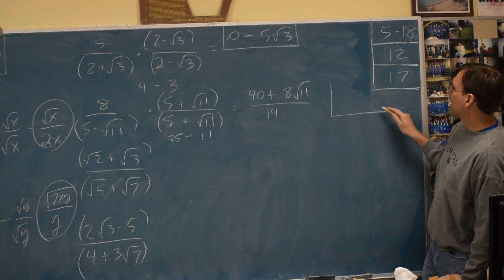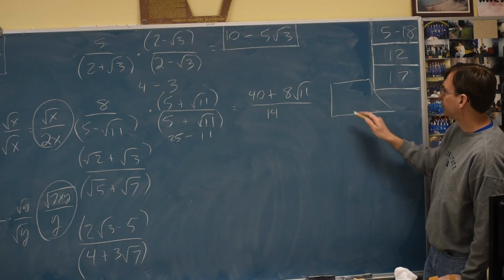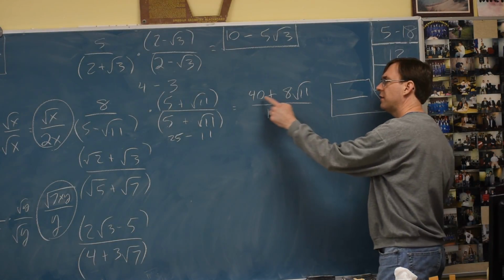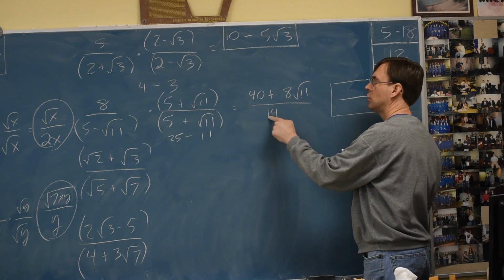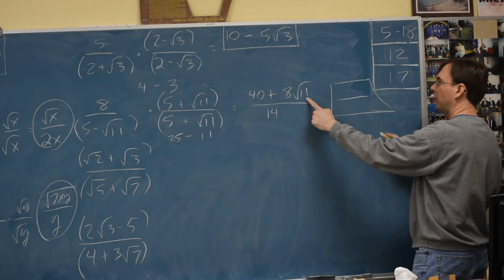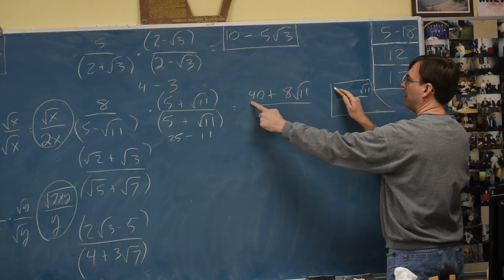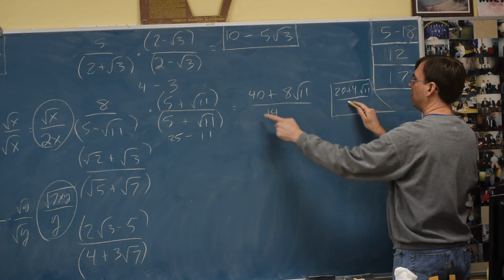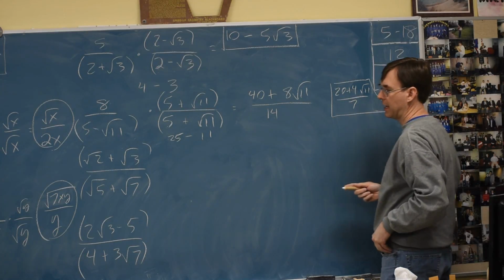This answer I can make a touch better because the coefficients can all divide by 2. I will divide all the coefficients by 2. I won't touch the root, but I'm going to divide all the coefficients by 2 to make that better if I can.